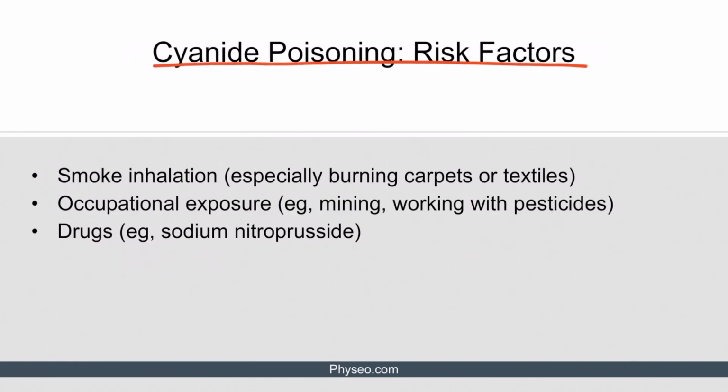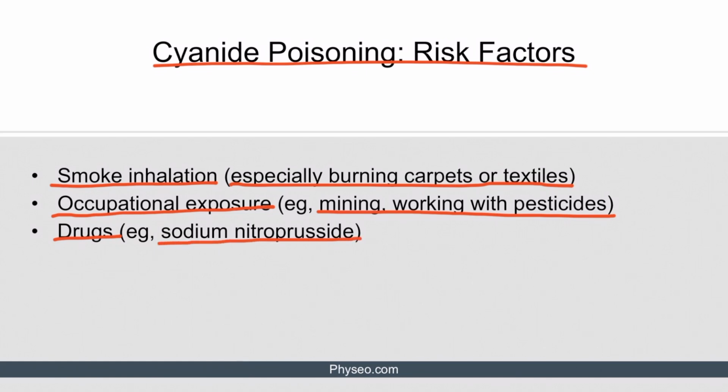A recent history of smoke inhalation in the setting of household fires, especially when carpets or textiles are on fire, should always prompt suspicion of cyanide poisoning. This is because carpets and textiles often contain cyanide, and upon combustion, cyanide gets aerosolized and inhaled as hydrogen cyanide. Occupational exposure to cyanide or hydrogen cyanide can also be seen in mining or when working with pesticides. Lastly, certain drugs carry a risk of causing cyanide poisoning. For example, sodium nitroprusside, which is often used in the treatment of hypertensive emergency, can cause cyanide poisoning.